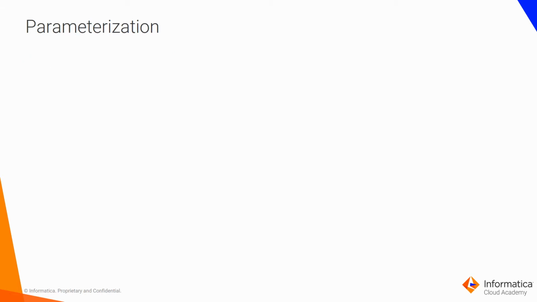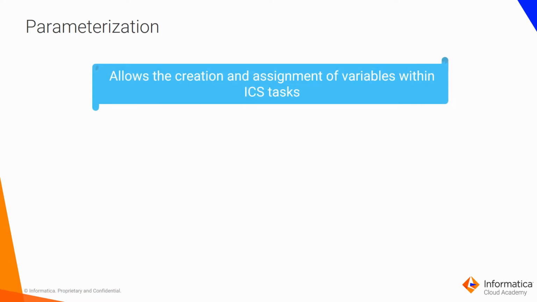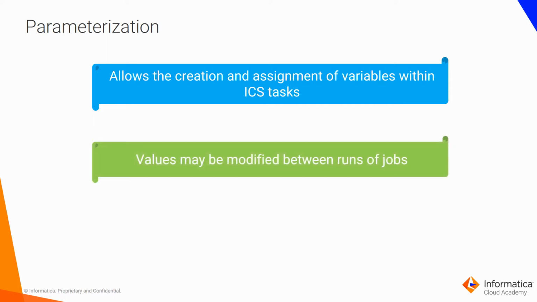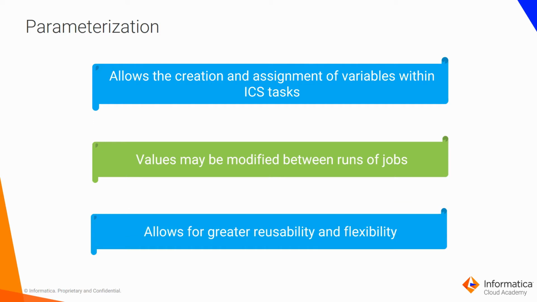What is parameterization? A parameter can be used as a placeholder where we can assign a value at the time of running the mapping or task. It allows the creation and assignment of variables within ICS task. Values may be modified between runs of jobs. It allows for greater reusability and flexibility, which provides users with more productivity.